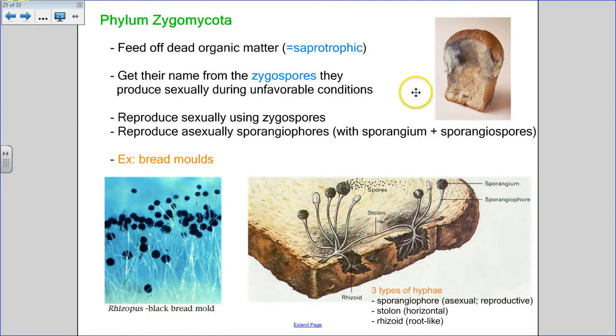Okay? They get their names from zygospores. So the first part of the phylum name is kind of a hint to what their sexual structures are. So they produce zygospores when conditions are unfavorable. So if it's too dry, for instance, or if it's too light and it's not favorable for them to exist, then they'll produce zygospores, and the zygospores are really able to withstand really harsh conditions, and so then it allows them to kind of be dormant for a long time, and then when conditions are good, then they'll be able to come back up.